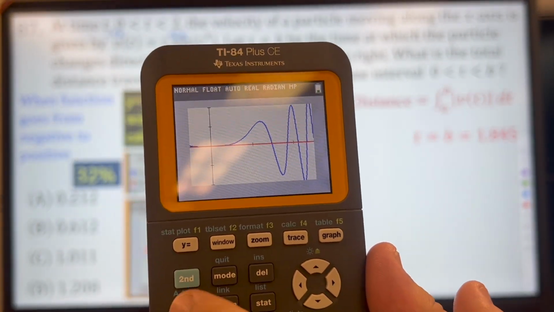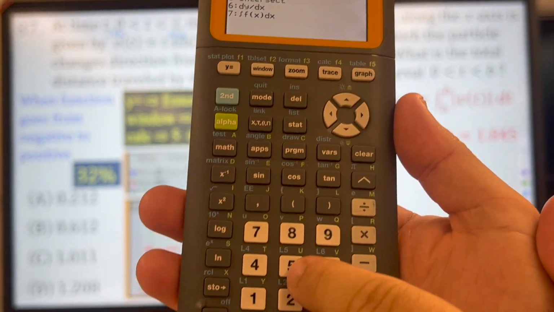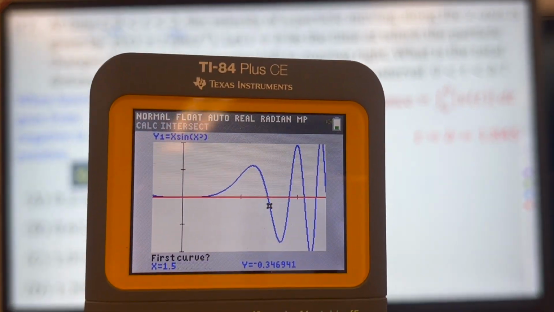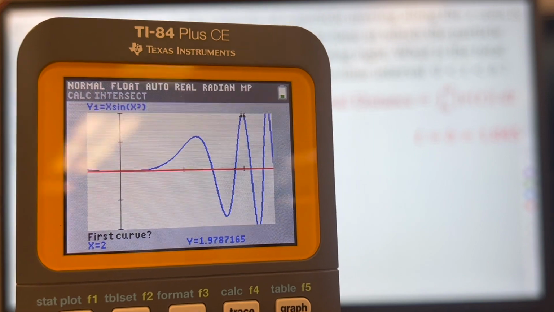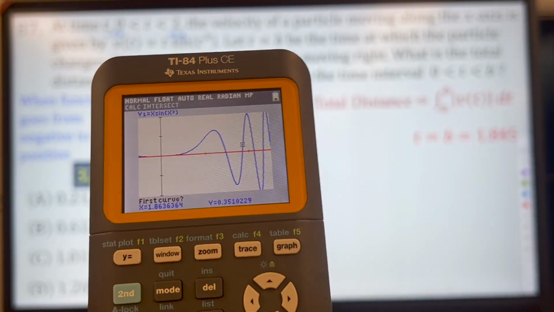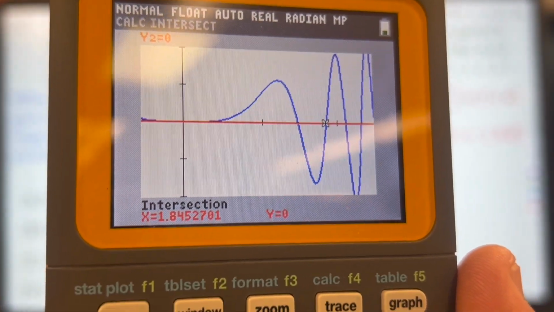So to do that on a calculator, to make sure we're at the right one, we hit second, calc. We're going to go to number 5. You could actually just hit the number 5. Intersect. Now we're going to have to go all the way over here because we have to move it. So I'm holding this arrow until I get close to this point, because that's the one we want. Enter, enter, enter, and then it gives us our intersection.